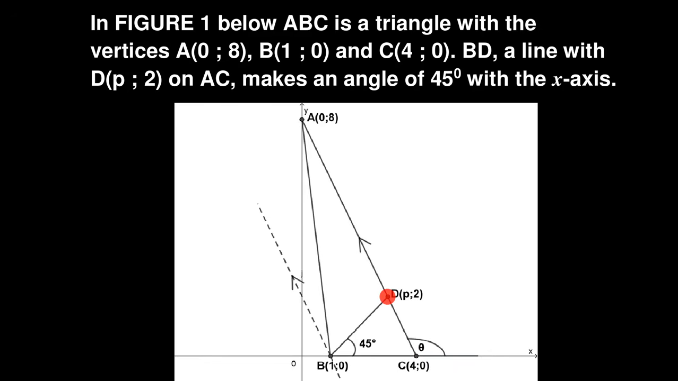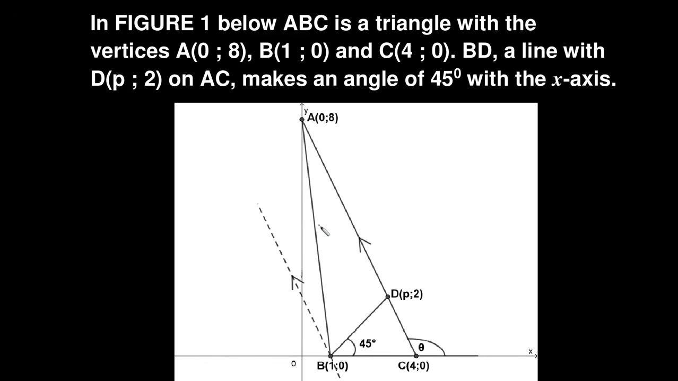BD, a line with D (P, 2) on AC. There is our A and there is our C. So D is a point on line AC. That's what they're saying. It makes an angle of 45 degrees. There is that angle, that line DB. It makes an angle of 45 degrees with the x-axis. Remember, this is my x-axis.